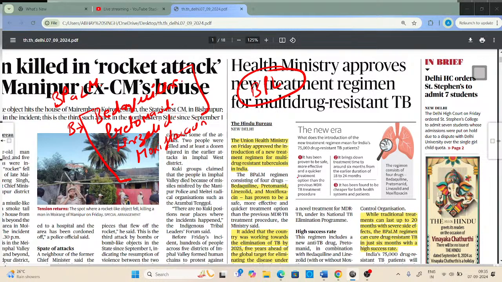We have discussed everything which is important for us to understand: what is multi-drug resistant TB, what we understand by regimen, and what is the composition of this new treatment regimen.